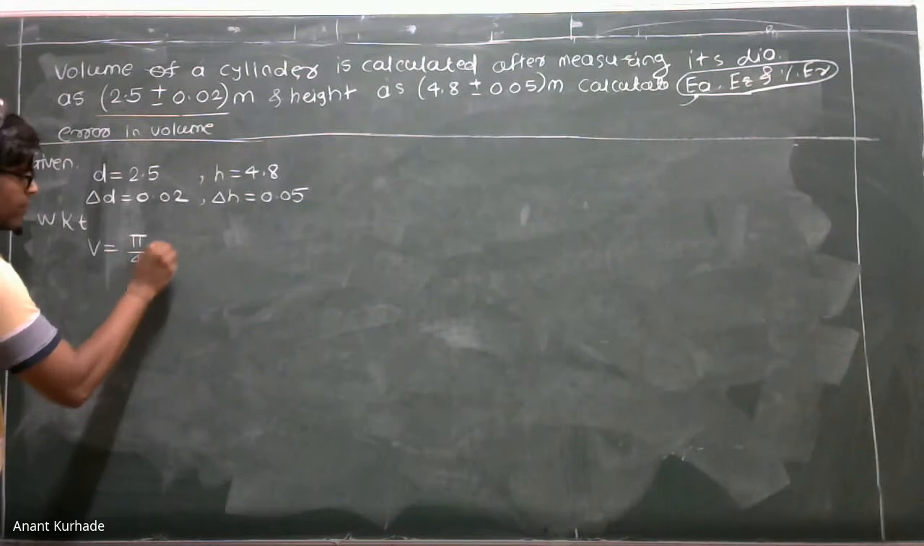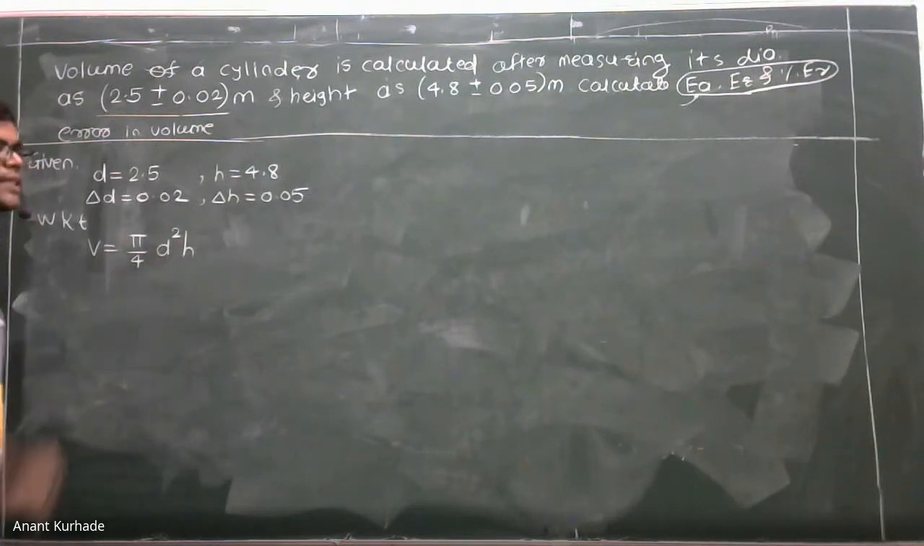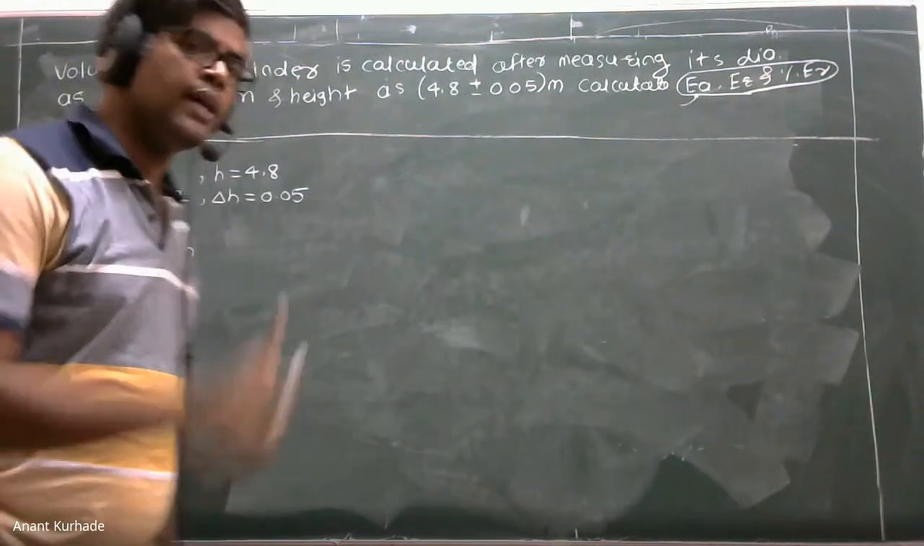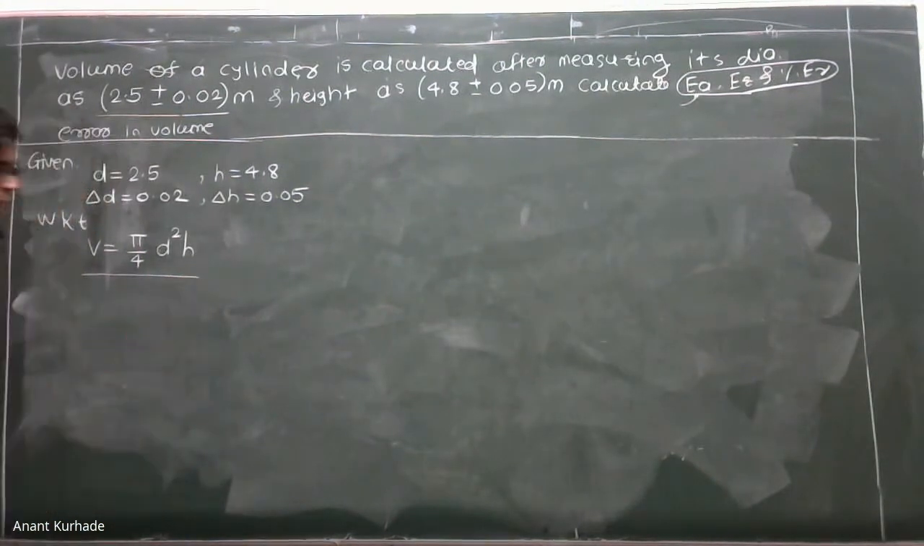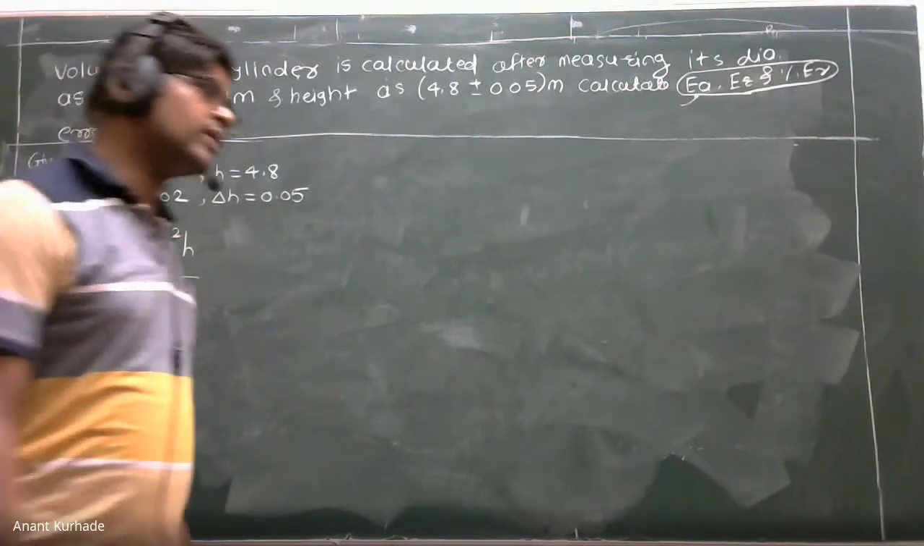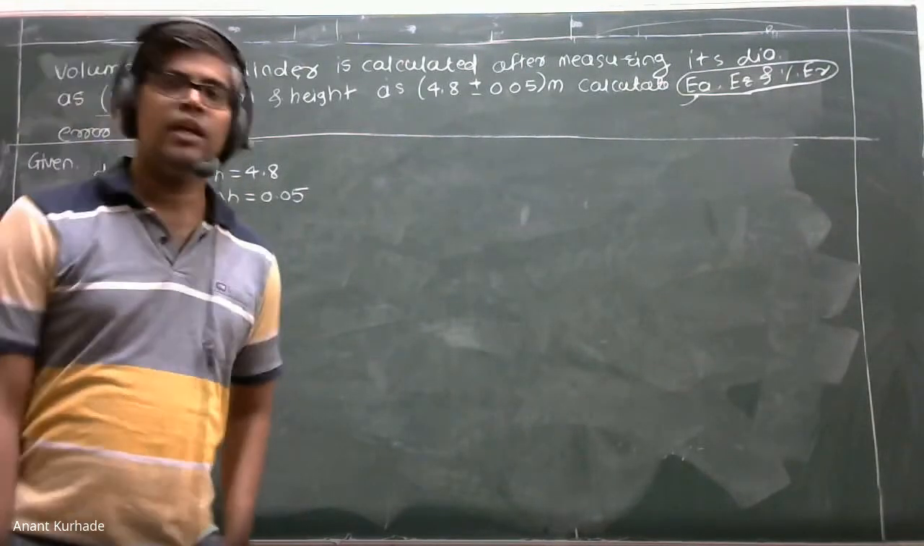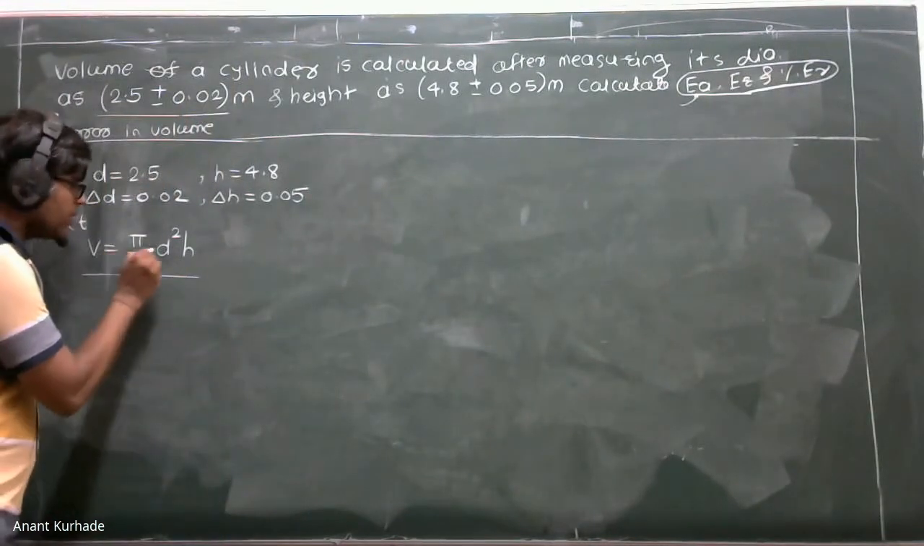V is equal to pi by 4 d square into h. Now, how to calculate delta V? Take its partial derivative. Again, this is most important. Now we have this formula, pi by 4 d square into h.